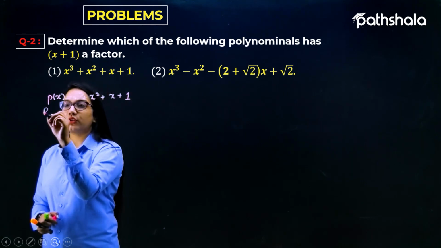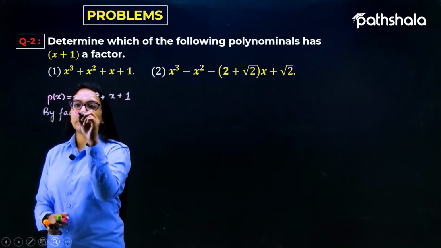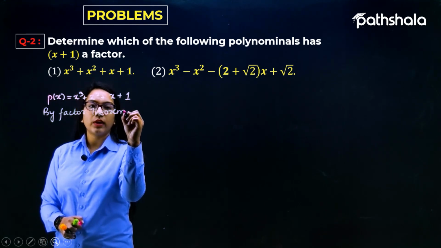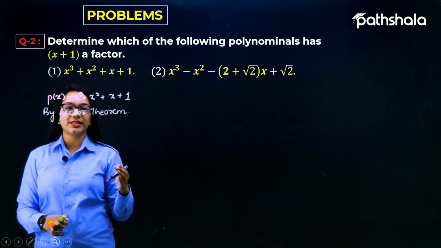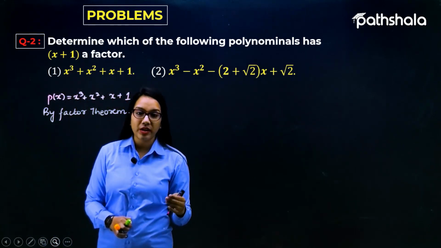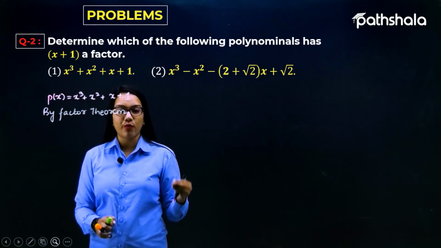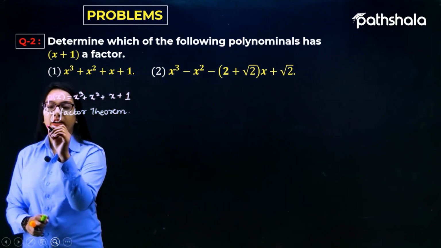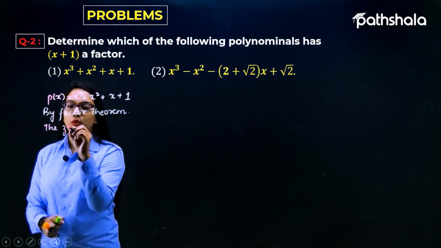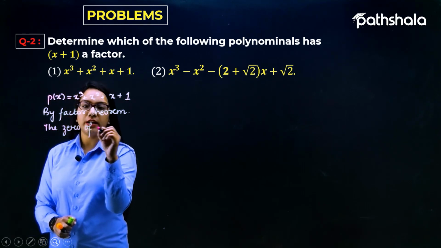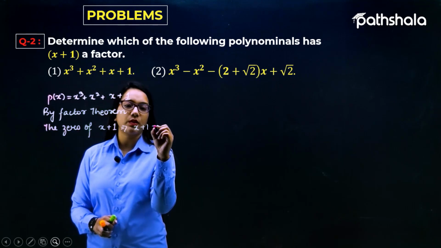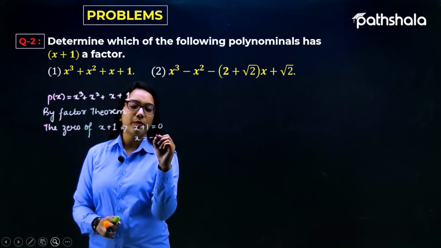By using the factor theorem, we can say that x plus 1 is a factor of this particular polynomial if p of minus 1 is equal to 0. So let us suppose we are finding the zero of the linear polynomial x plus 1. It will be x plus 1 is equal to 0, so x is equal to minus 1.